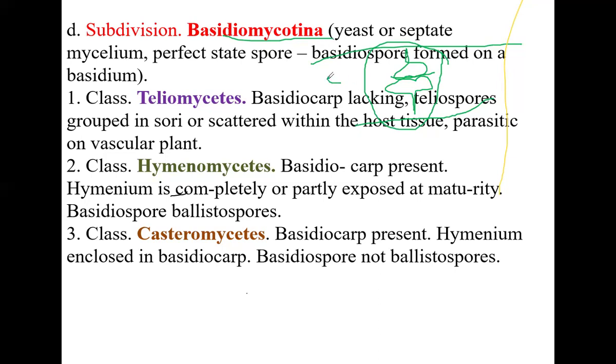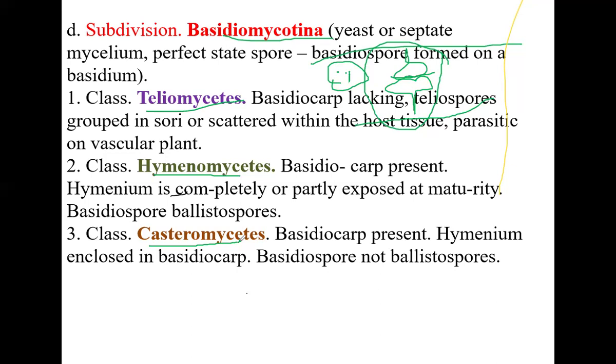Basidiomycotina has the basidium and basidiospores, with button-shaped fruiting bodies. Again, this is divided into 3 classes. What are those? Teliomycetes, Hymenomycetes, Gastromycetes. Gastromycetes, with a G, not a C. Okay, these are the 3 types. First, Teliomycetes.